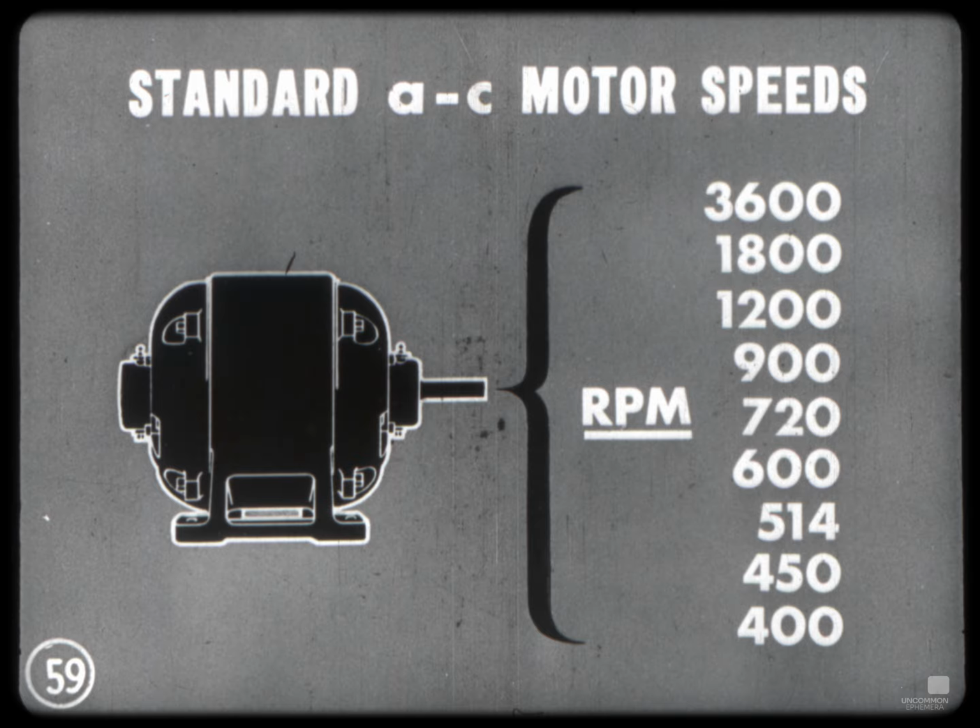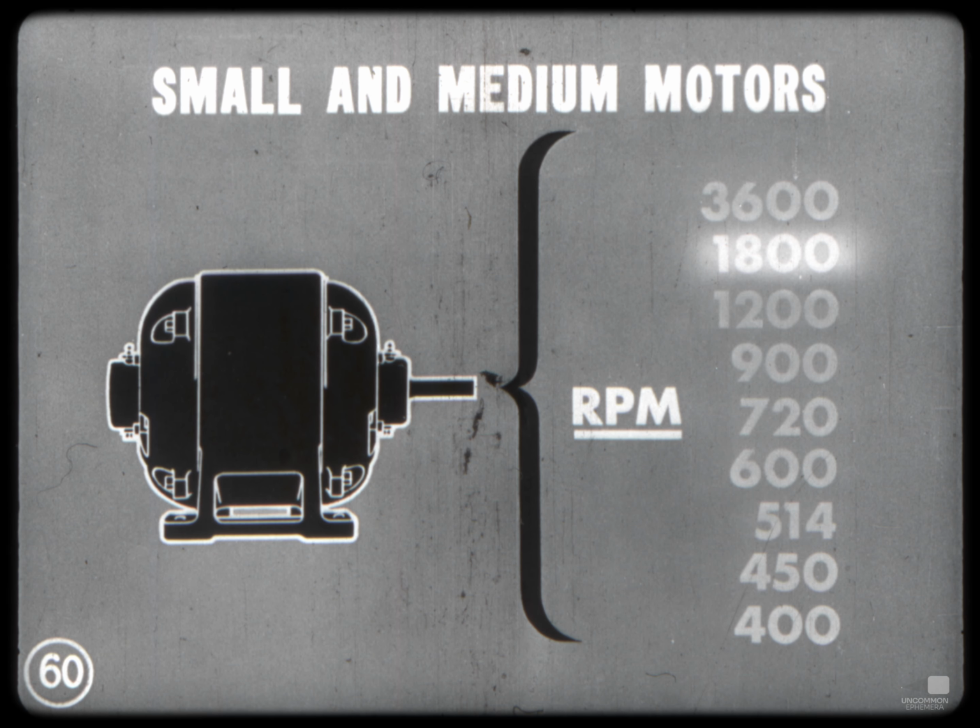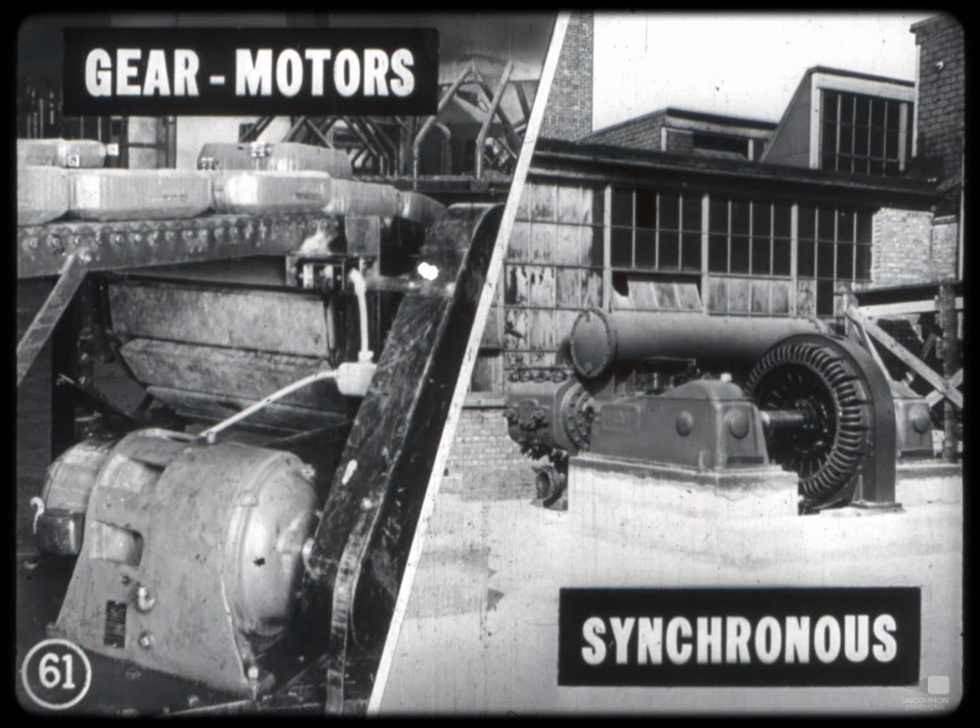With 60 cycle power, standard AC synchronous speeds can be obtained ranging from 3,600 to as low as 80 revolutions per minute. This partial list shows some of the fixed speeds available, each determined by the number of poles of the motor. With small and medium motors, 1,800 RPM is the most popular speed rating. Below 720 RPM, squirrel cage motors are not normally used, even though available, because gear motors or synchronous motors are more efficient and less costly at low speed ratings.